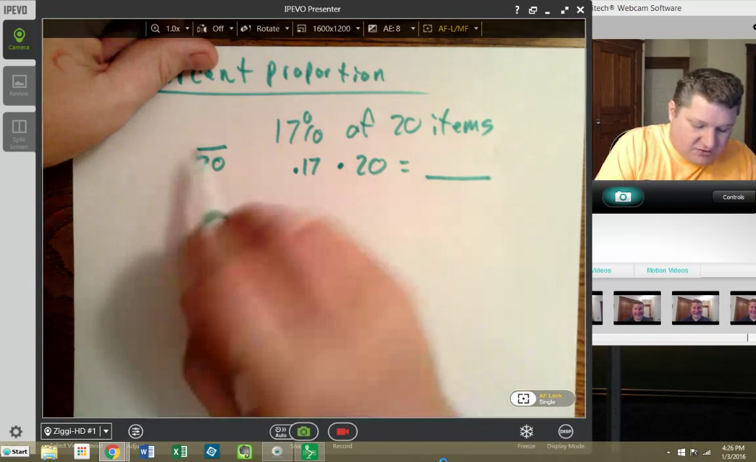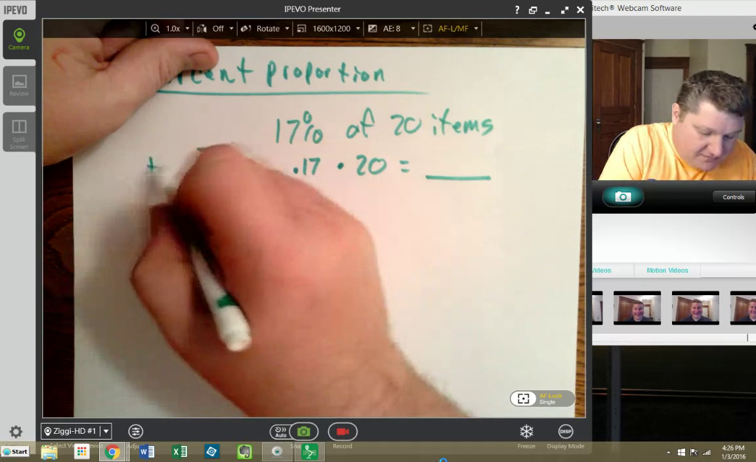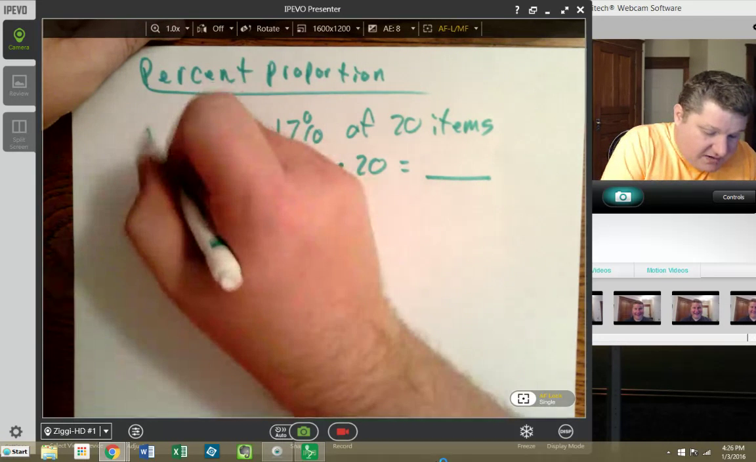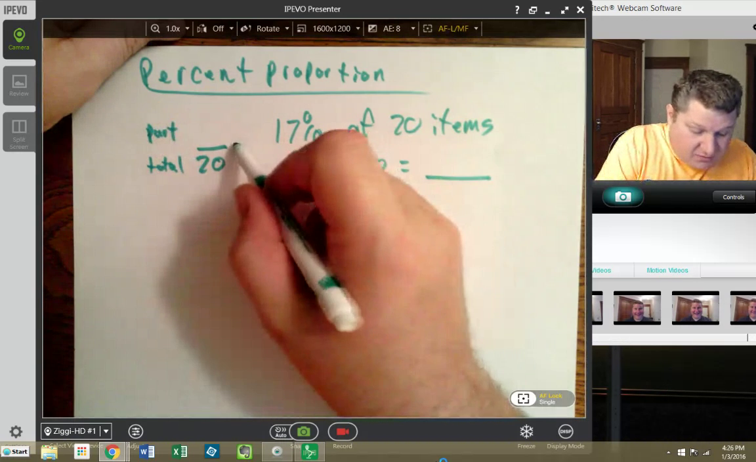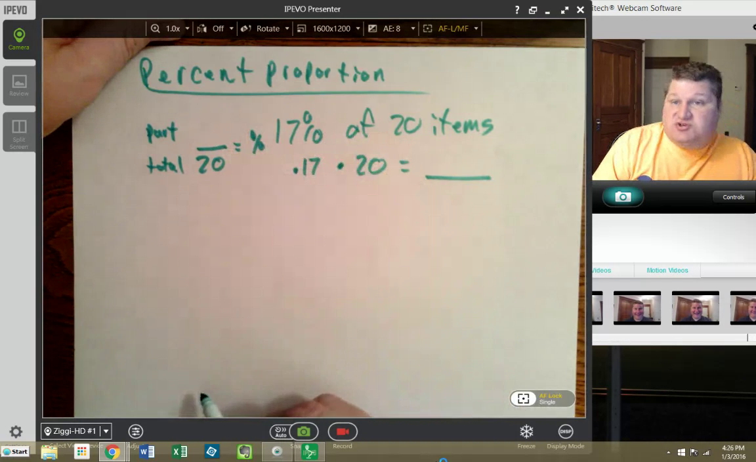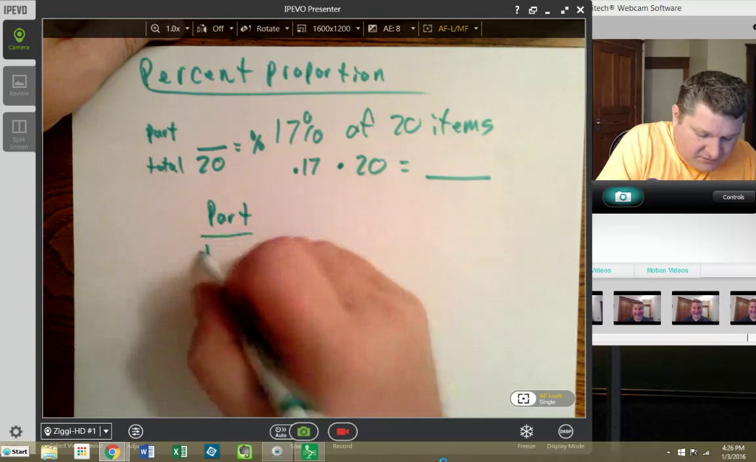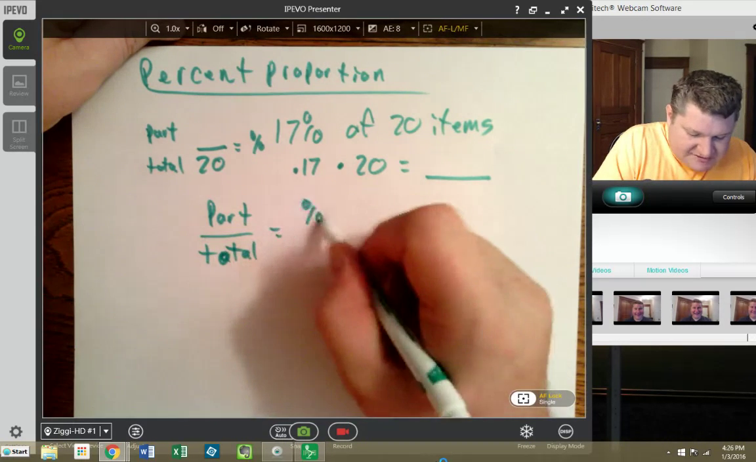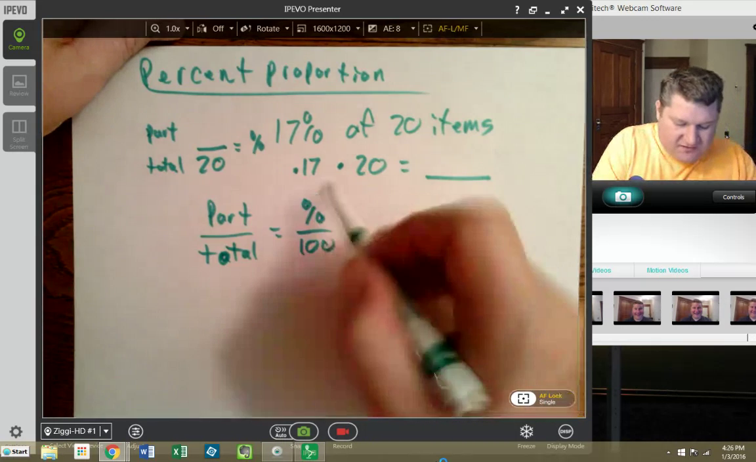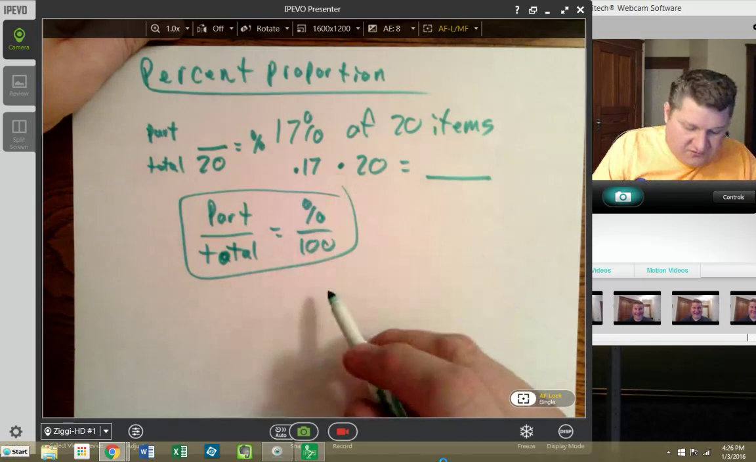But here's another way to do it. Just like our stick, we put the total on the bottom, and we have the part up here, and that's going to equal the percent. So in this case, if I have part over total equals percent over 100, this would be a good thing to remember. Part over total equals percent over 100.